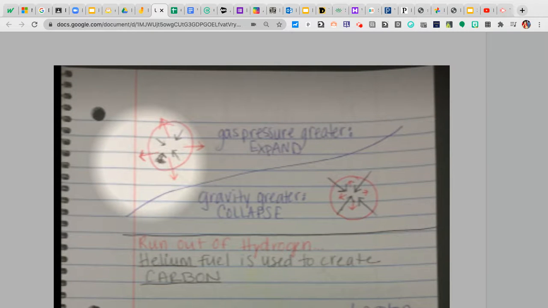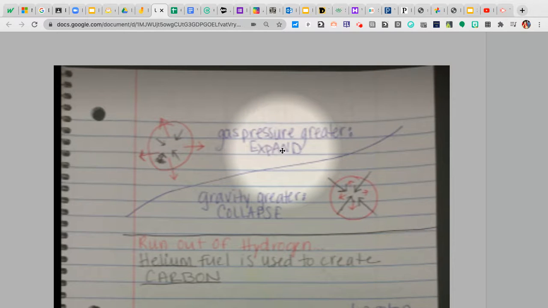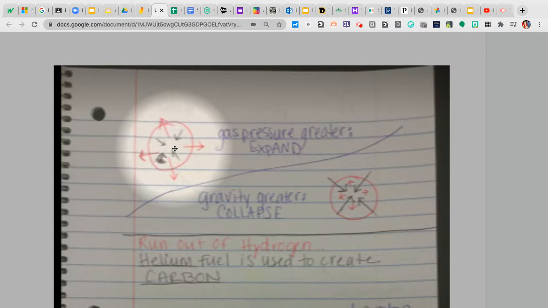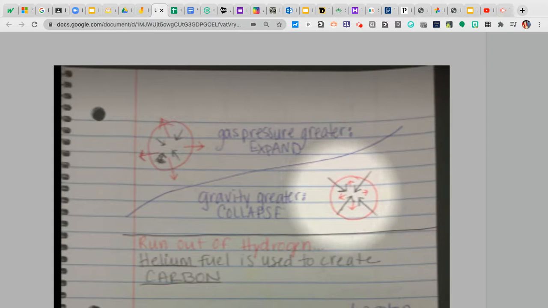So what happens when gas pressure starts to change? If gas pressure is greater, so there's more gas pressure within the star, the star is going to start to expand. Here you can see a picture. That gas pressure is going to push out. There's more gas pressure pushing out than gravity pushing in, so the star starts to expand, get larger. What happens if gravity is greater? There's less gas pressure, and if gravity is greater, the star starts to collapse. So it starts pushing in and the star starts getting smaller and smaller, collapsing on itself.